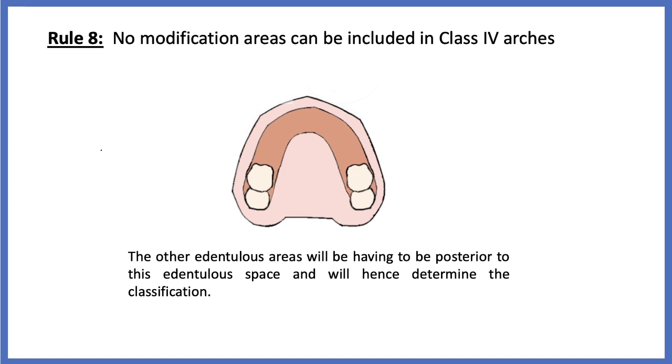Rule 8 states that no modification areas can be included in Class 4 arches. The other edentulous areas will have to be posterior to this edentulous space and will hence determine the classification.